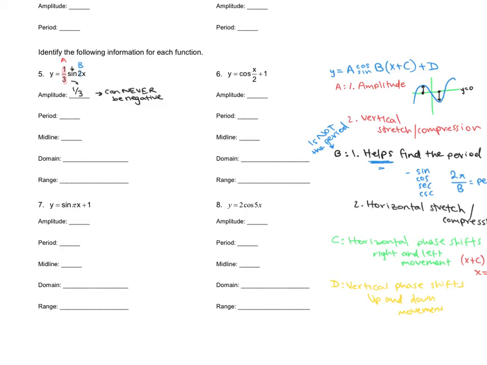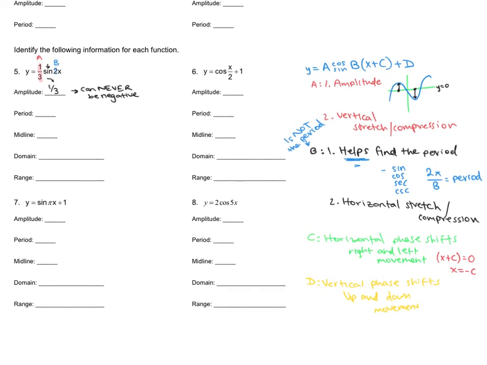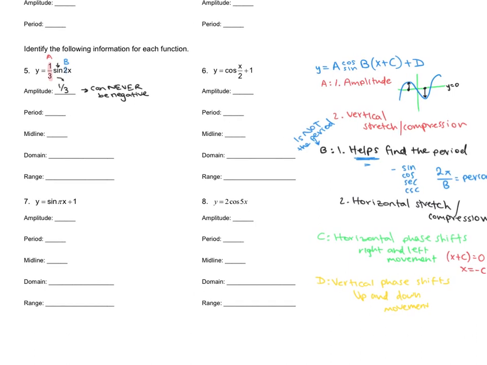So let's look at period. Now remember, to find the period, we have 2 pi over b. So let's go ahead and just plug that into our equation. We have 2 pi over b is equal to 2 pi over, and our b value is 2, is equal to, the 2's cancel, becomes pi. So our period is equal to pi.